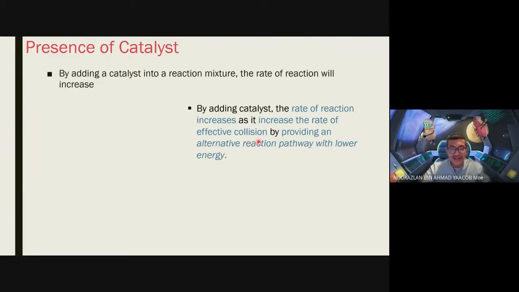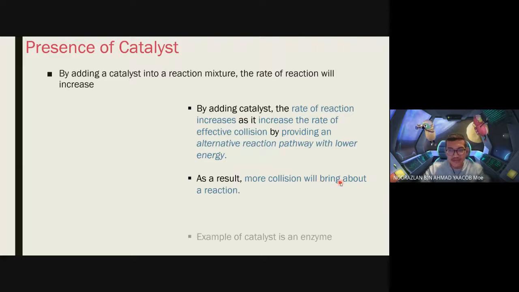Dia bukan kata lower, dia tak lower activation energy. Dia memberikan laluan alternatif. Okay? Dia bagikan laluan alternatif untuk tindak balas berlaku di mana tenaga pengaktifan dia lebih rendah. Okay? So as a result, more collision will bring about a reaction. Example of catalyst is an enzyme lah.